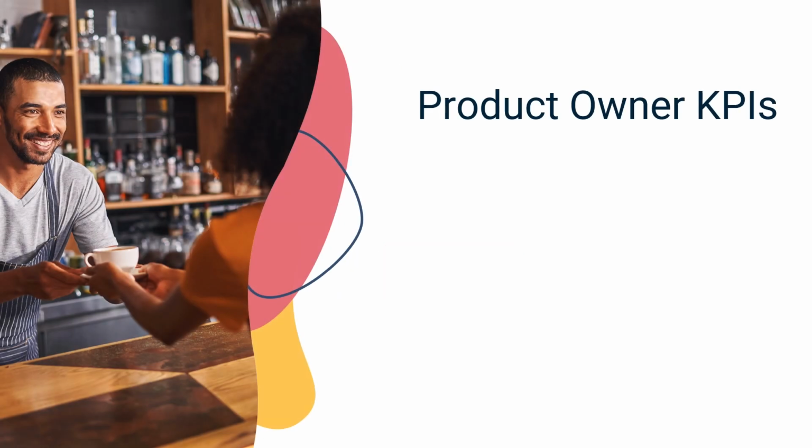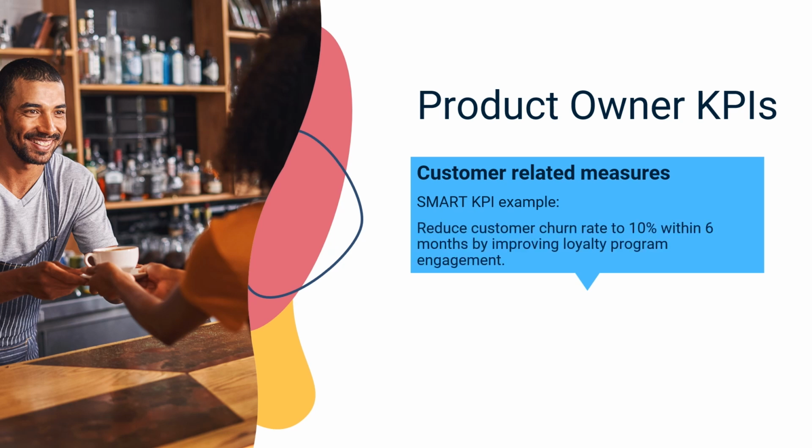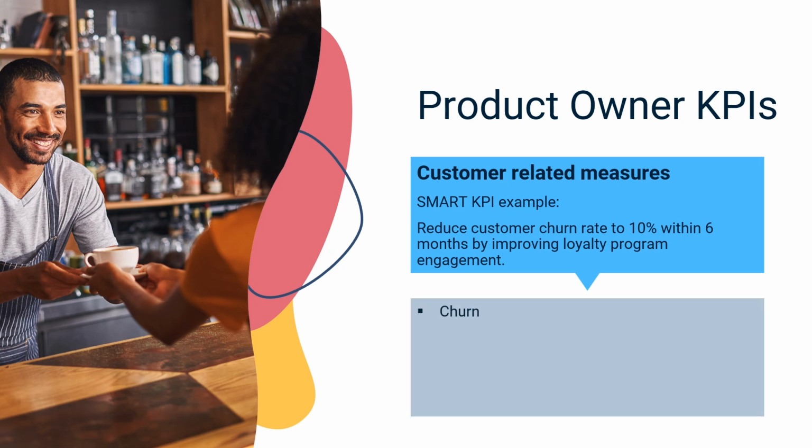First, let's discuss the KPIs used to measure customer experience and satisfaction. Consider this customer-centric SMART KPI that measures churn. Reduce customer churn rate to 10% within 6 months by improving loyalty program engagement. Churn measures the percentage of users who stop using a product. Reducing churn ensures long-term product success.